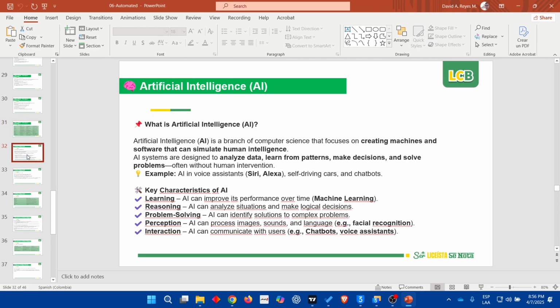Okay. Artificial intelligence. What is this? It's a branch of computer science that focuses on creating machines and software that can simulate human intelligence. AI systems are designed to analyze data, learn from patterns, make decisions, and solve problems. Okay?